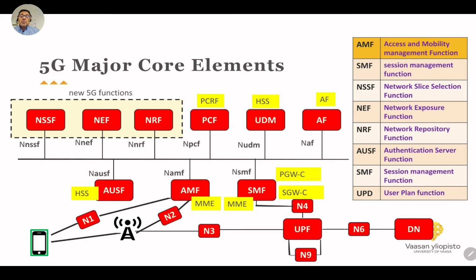So here we can see the major elements of the 5G network. For example, the mobility management entity, which was in 4G, you can see that it has been distributed over two functions. The first is called the access and mobility management function, and the second is called the session management function.